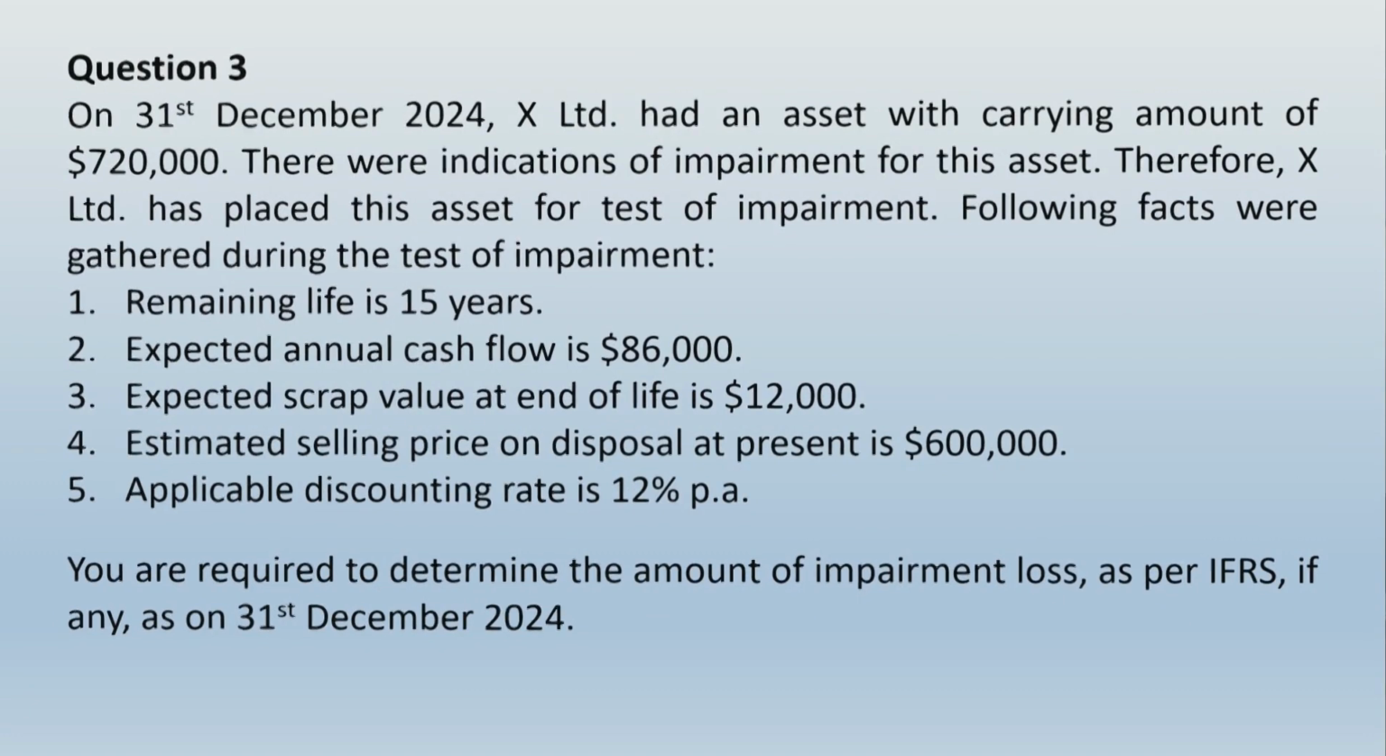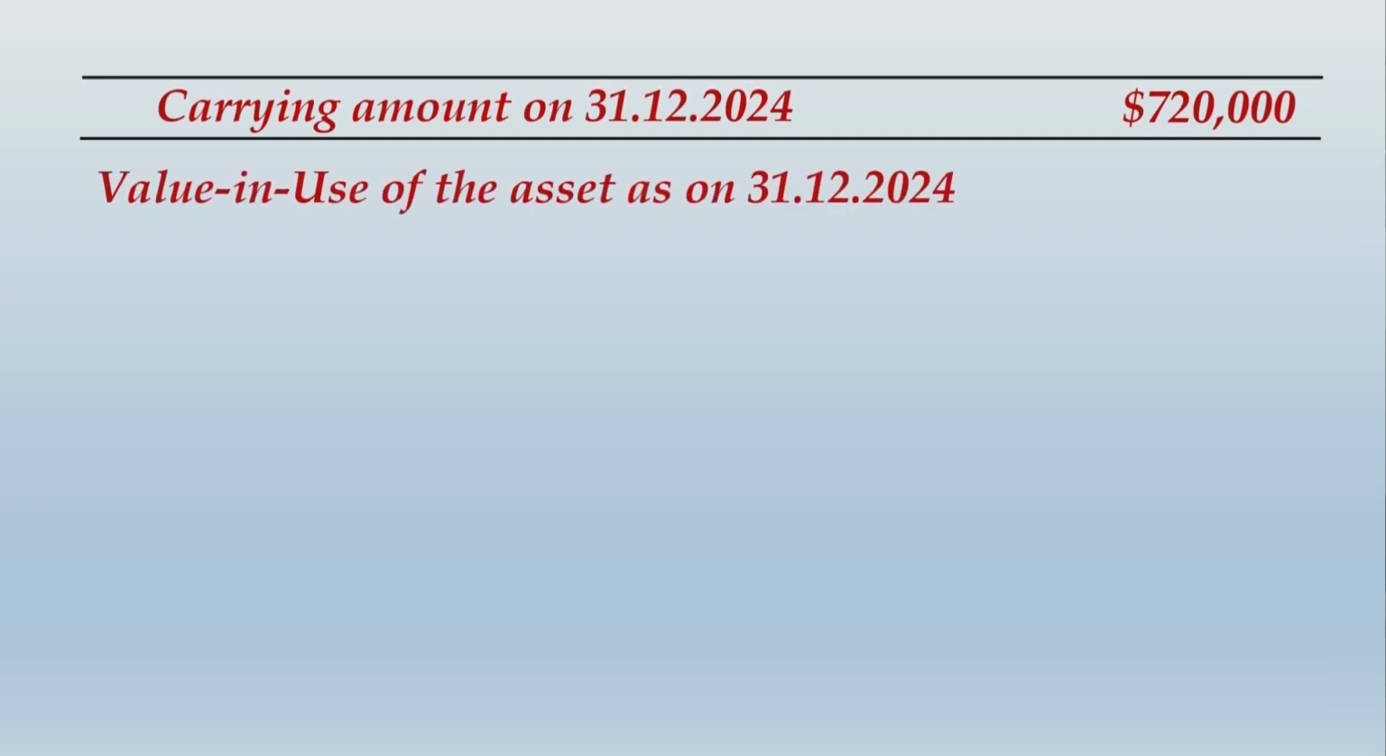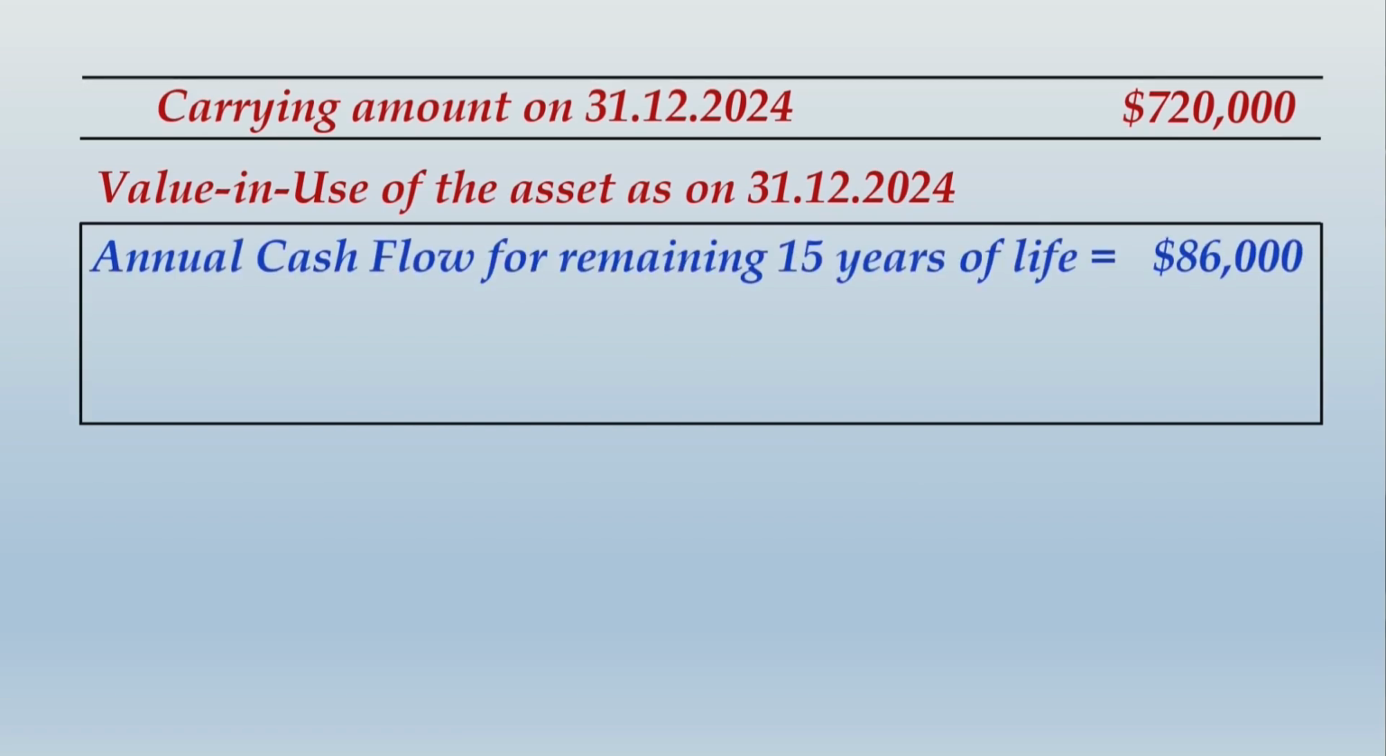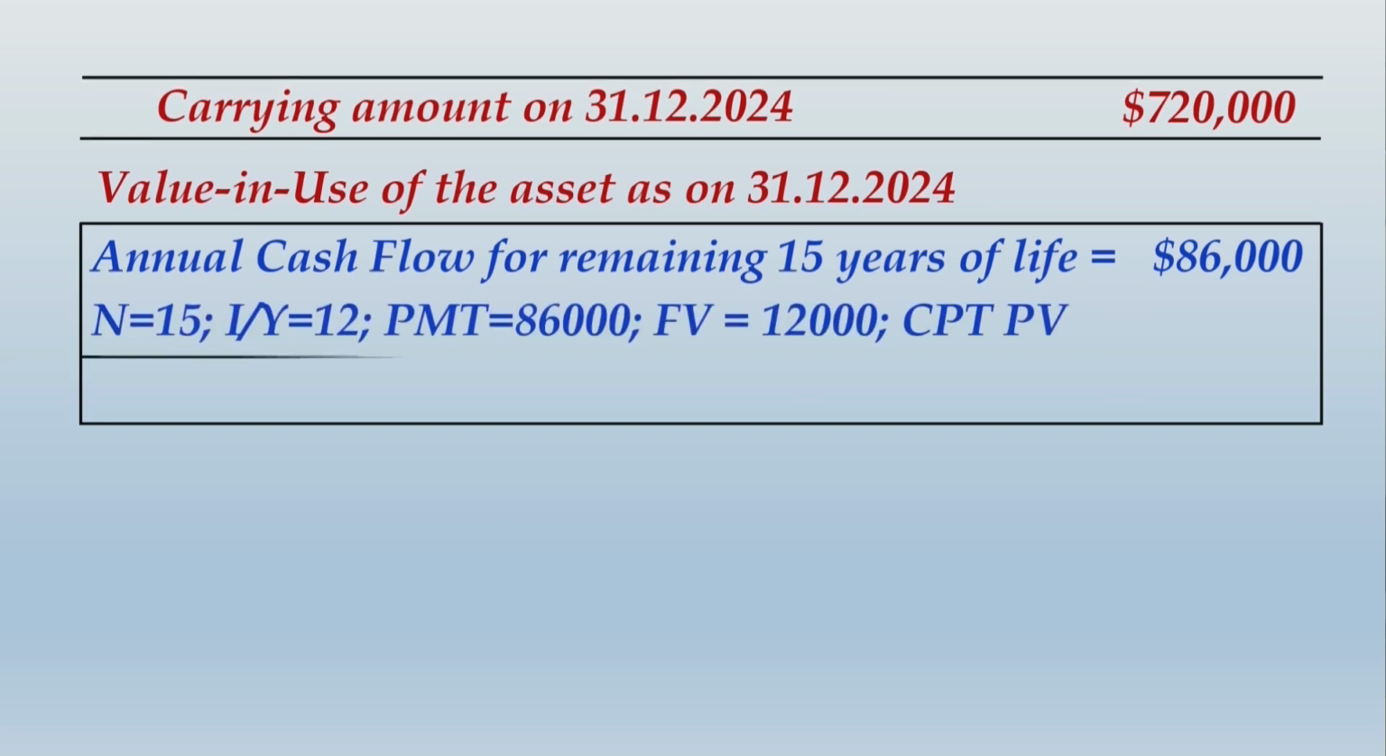Let me check whether you have done everything correctly or not. So, carrying amount was given as $720,000. On the same date, when you compute the value in use, the annual cash flow for the remaining 15 years of life is given as $86,000 every year. So, on your financial calculator, you were supposed to take N equal to 15, I/Y as 12, PMT as 86,000 and FV as 12,000 because scrap value was given.